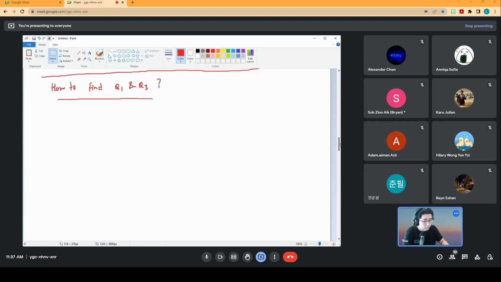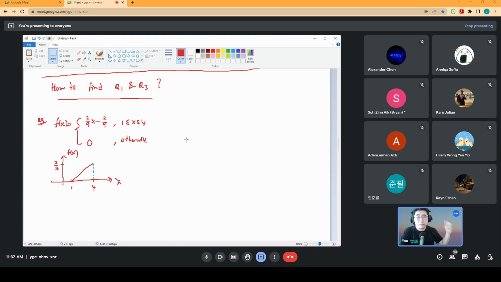Anyone? How do we find Q1 and Q3? Although we already know the answer for Q1 is 2.5, how do we actually do it in the proper way? Can we use the same method, but find the area as 1 over 4 and 3 over 4? Yes, we can actually use 1 over 4 and 3 over 4.